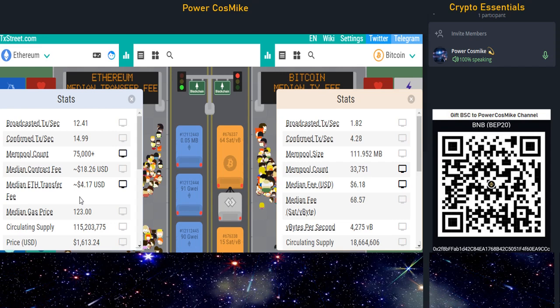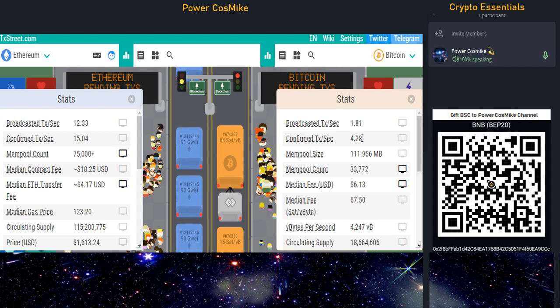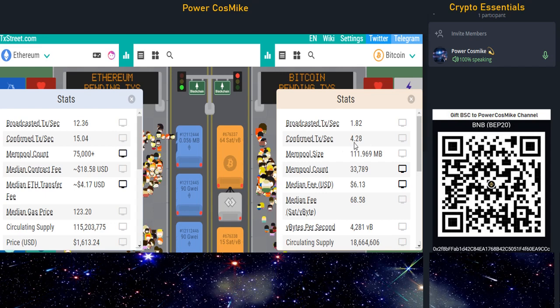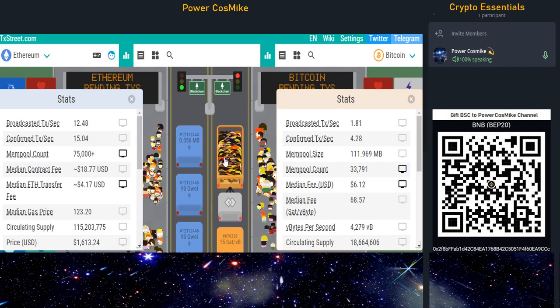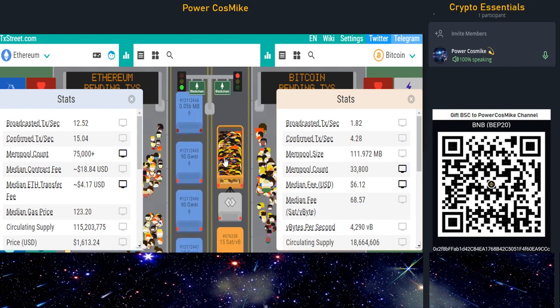Here, if we look at the live confirmed transactions per second, you can see that on Bitcoin it's pretty much 4 transactions per second. This is essentially a situation where Bitcoin is maxed out. It can go no faster than this, like 4.28. And when you look at the bus, you can see everybody's crammed into the bus, so they are fully maximized as far as how many transactions are being handled.